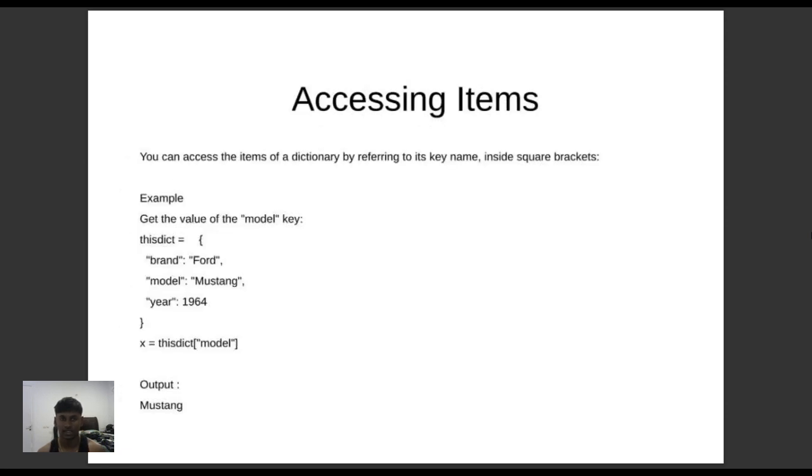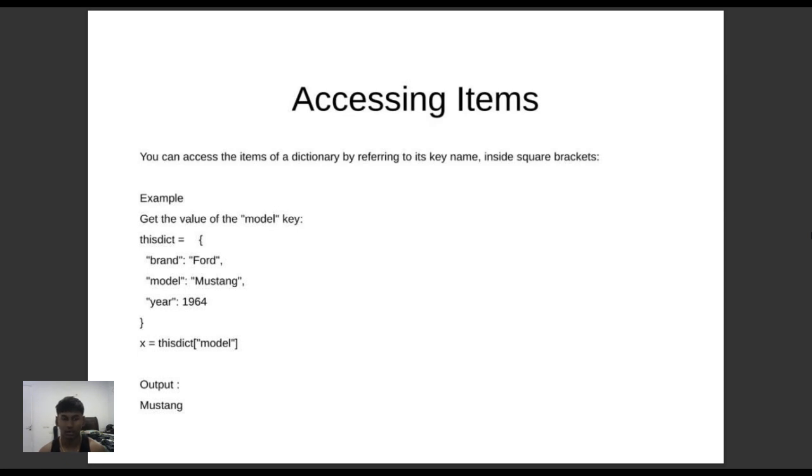Accessing items. You can access the items of a dictionary by referring to its key name inside square brackets. For example, to get the value of the model key in the given dictionary, let's name the dictionary this dict. So brand will be the key, Ford will be the value. Likewise, model will be the key, Mustang will be the value of the key, year will be the key, and 1964 will be the value.